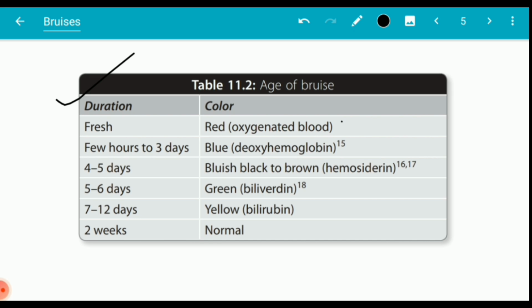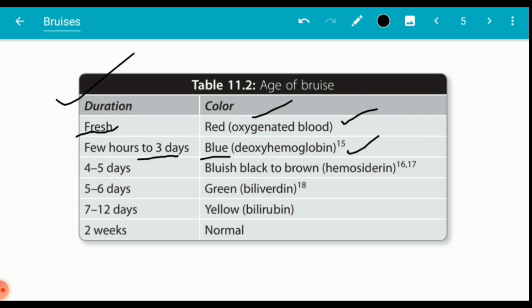First of all, red oxygenated blood is present. What happens in the case of bruising? The extravasation of blood, leakage of blood, happens. So in a fresh bruise, the color would be red, and most often people apply ice in this condition in order to avoid bruising. After a few hours or 3 days, blue color would be observed. This blood is oxygenated, but the color of the blood turns blue. Why? Because now it is deoxyhemoglobin.